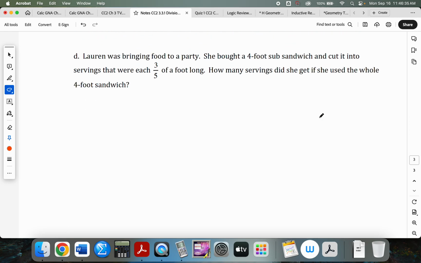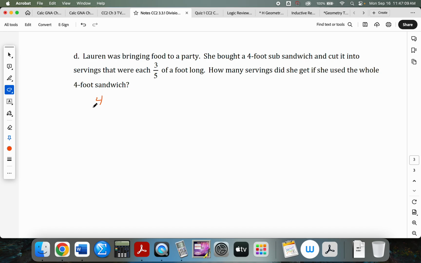All right, let's take a look at this last one. Lauren's bringing food to a party. She bought a 4-foot sub and cut it into servings that each were 3/5 of a foot long. By the way, this is one of those ones where I'm like, really? 3/5 of a foot? I don't even know how much that is. Because a foot is out of 12 inches, having 3/5 is really, really difficult. Anyway, how many servings did she get if she used the whole 4-foot sandwich?